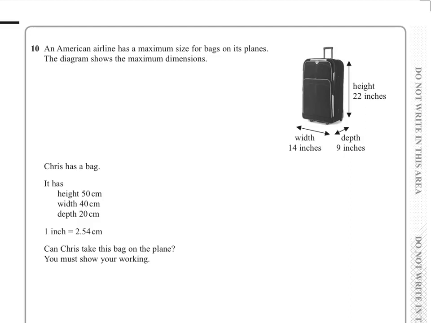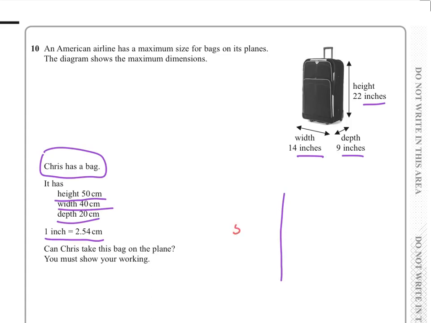Question 10. Now for a non-calculator paper, I think this question is very difficult. So what we'd have to try and do here is, because this suitcase shown on the diagram shows the maximum dimensions that can be used, they're all in inches. And we've got a conversion here that 1 inch is 2.54 centimetres. So Chris's bag, what we'd have to do is try and convert that into inches and see what it would be. So we have a height here of 50 centimetres.